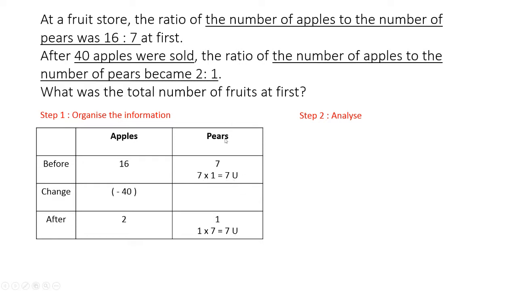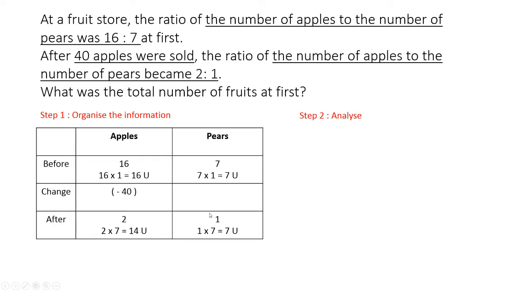So now the units representing the pears will be equivalent to 7 units. So the before row we will multiply by 1, so that we'll get 16 units over here. In the after row, since we multiply 1 by 7, we're going to multiply 2 by 7 as well. So 16 times 1, we will have 16 units here. In the after row, 2 times 7, we will have 14 units over here.